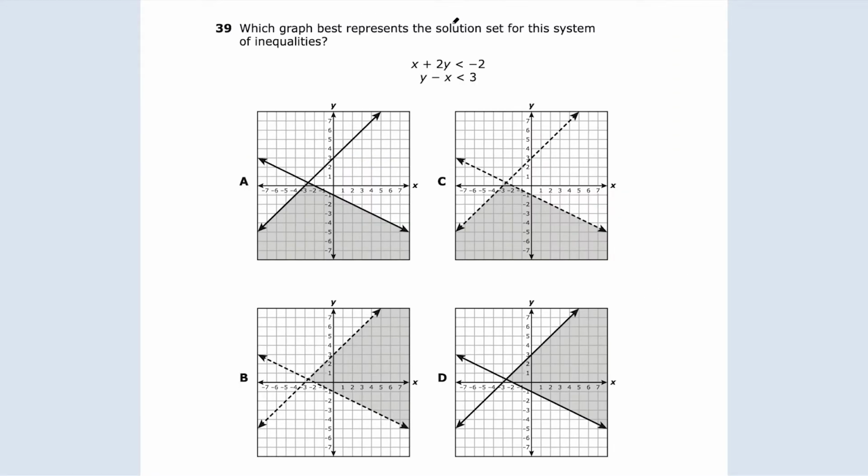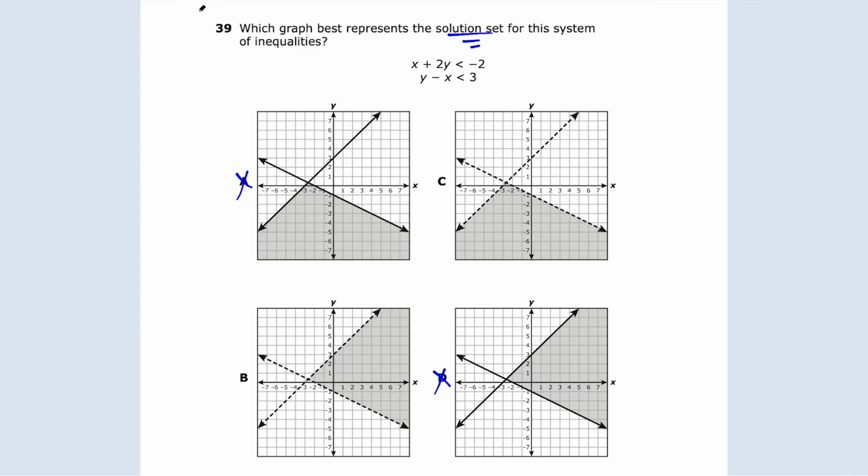Question 39, which graph best represents the solution set for this system of inequalities? And the first thing that jumps out at me is that these are both less than inequalities, which means that when we graph these, there are going to be dotted lines involved. So A is out because these are two solid lines. D is out for the same reason. We have two solid lines. So it's either going to be choice B or C.